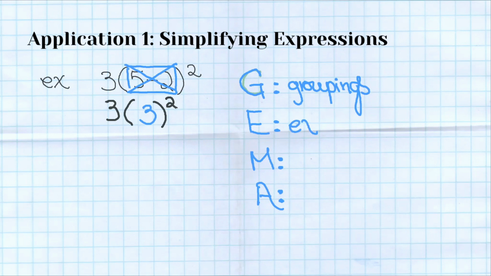Next step after we do groupings was to tackle any exponents. The E in my little GEMMA stands for exponents, and I do see an exponent here. And again, I'm going to pick up a different color here so you can see. Here is my exponent, 3 squared. And when I simplify, I'm literally doing a substitution. I'm going to trade out this 3 squared for a simpler version of it, but something that's equivalent. It's equal. So 3 squared is equal to 9, right? Because 3 times 3 is 9. So I substituted 3 squared for 9.